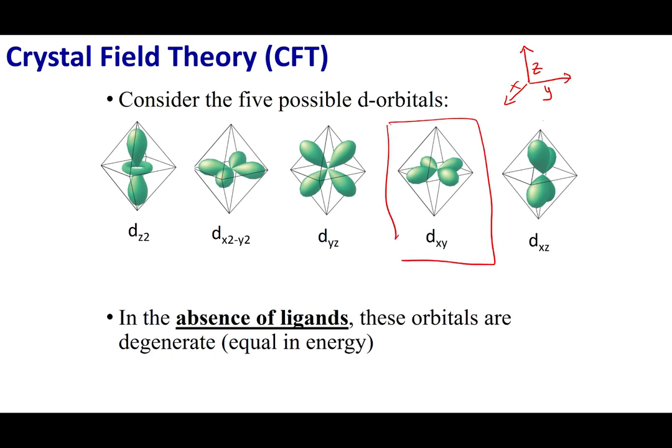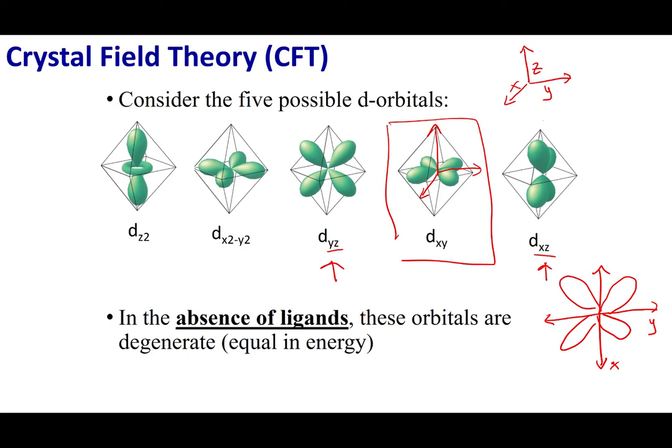Let's focus on dxy. You will notice the lobes of dxy reside in the xy plane. To help you out, let's just look at the xy plane. If this is my xy plane, the lobes of the dxy are between the axes. The same can be said for the dyz and the dxz. The lobes of this one are in the yz plane, but between the axes. This one is in the xz plane, and the lobes are between the x-axis and the z-axis.